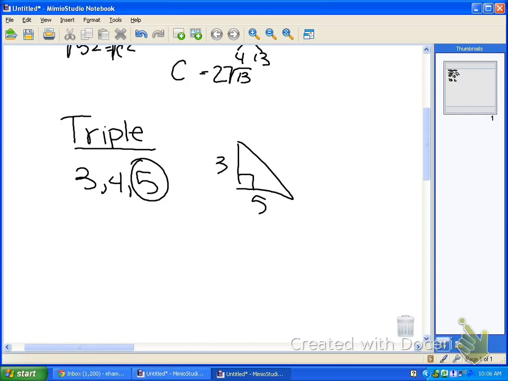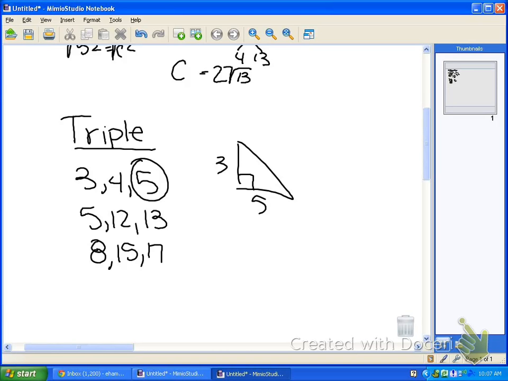So the next one that is a good common one is 5, 12, 13. Which one's the hypotenuse here? 13. Okay, so now I'm going to call for the next one. Are you guys excited? I am. Okay, 8, 15, 17. Don't blurt it out. Skylar Miller, which one is the hypotenuse? 17. Very good. See how that worked?